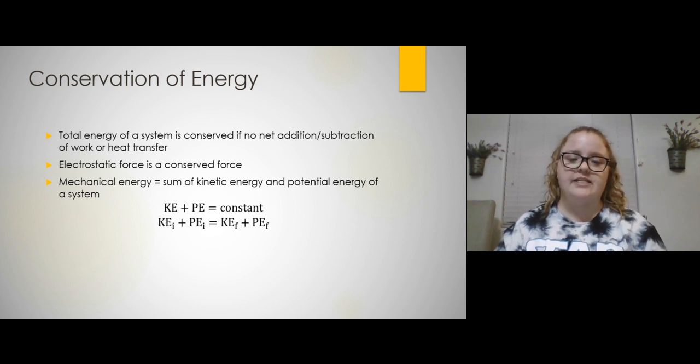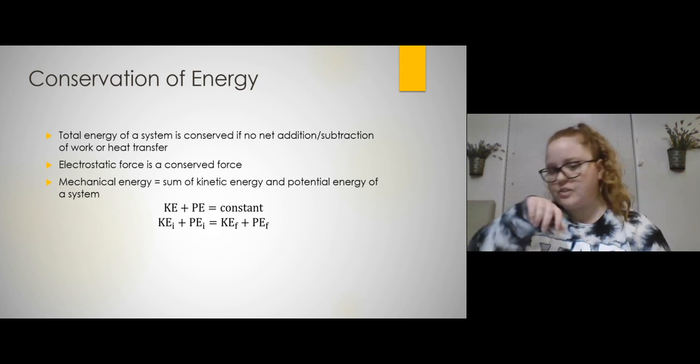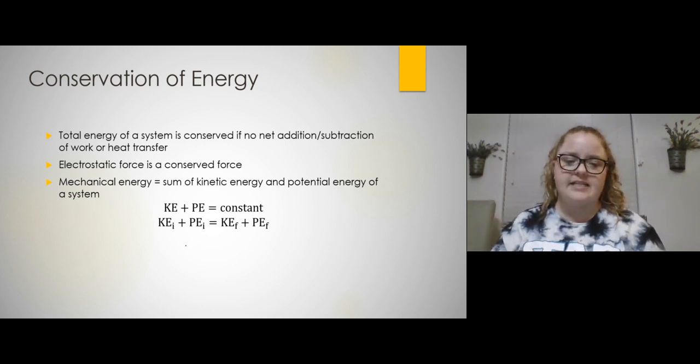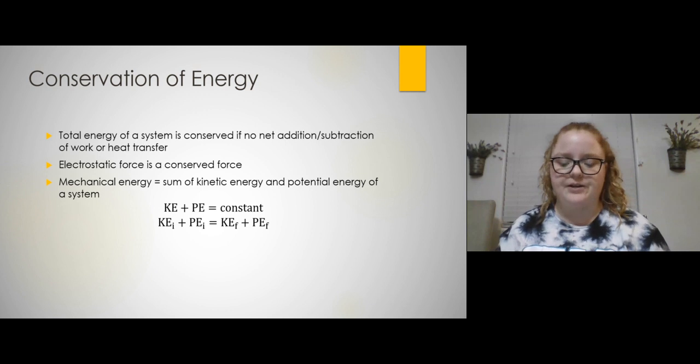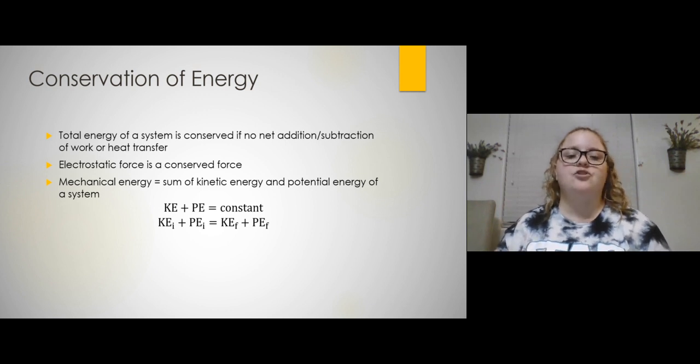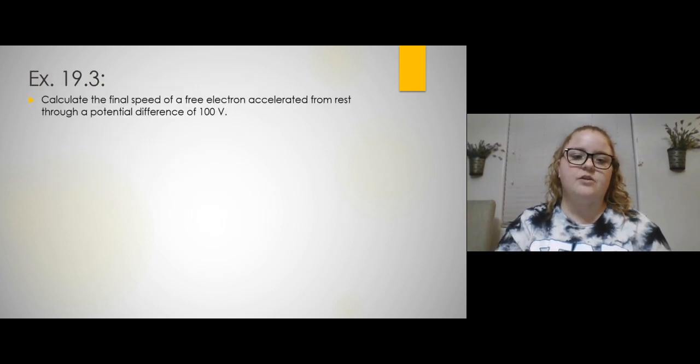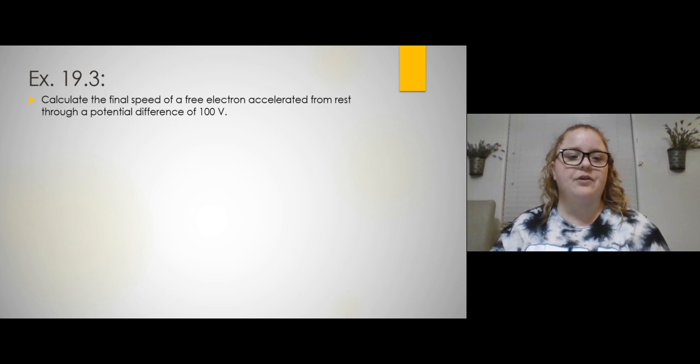Reminder that mechanical energy is the sum of kinetic energy and potential energy of a system. So we get these ideas here. The sum of potential and kinetic energy is equal to a constant, or we can say the initial kinetic energy plus the initial potential energy is equal to the sum of the final. We're going to use this idea to find out some interesting things about systems. So let's get started with example 19.3.